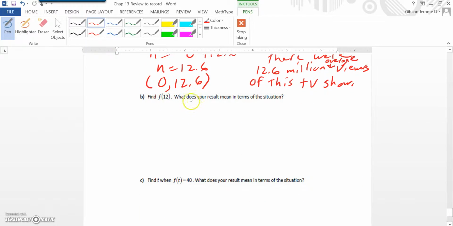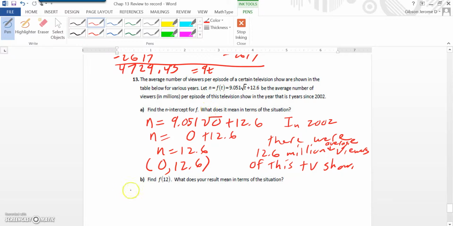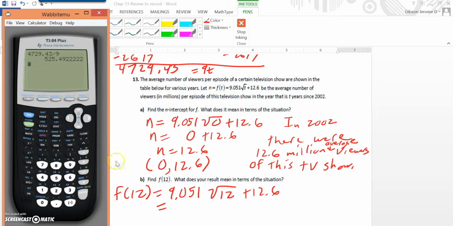Okay, now we have B. It says find f of 12. So what we need to do here is substitute into this equation. We will have f of 12, substitute in for t, will be 9.051 times the square root of 12 plus 12.6. Now we could just put this in our calculator. So we have 9.051 and then square root of 12. Have to press this arrow to get from under the square root, and plus 12.6.